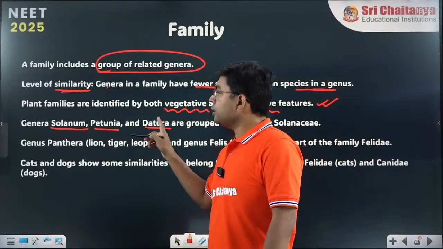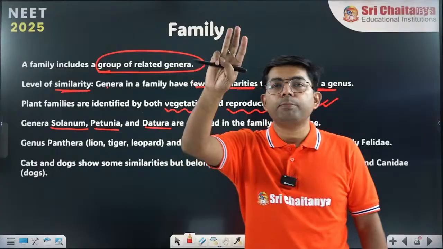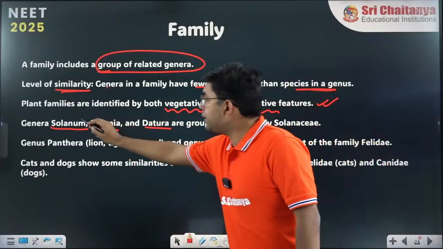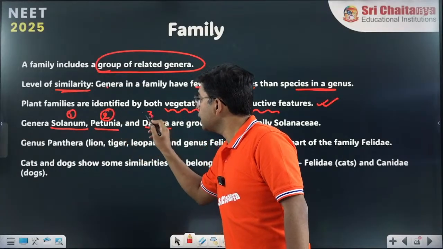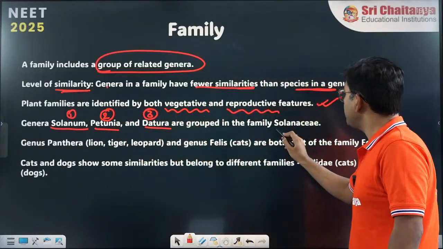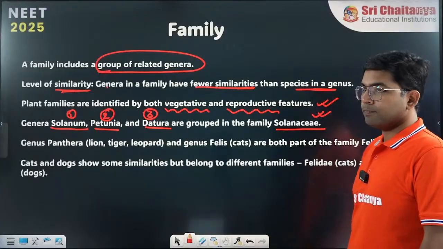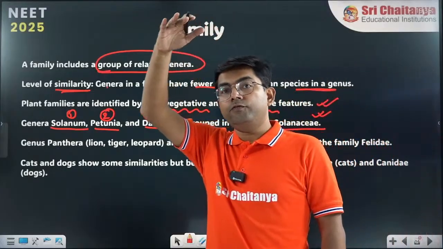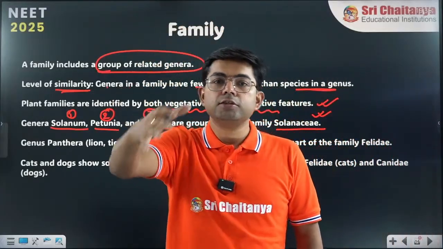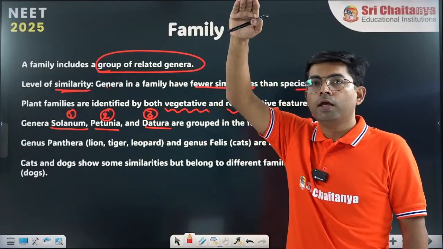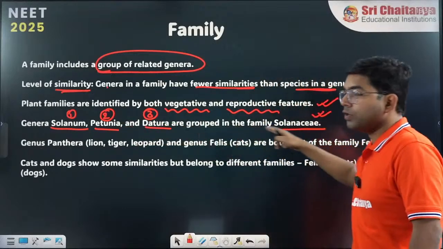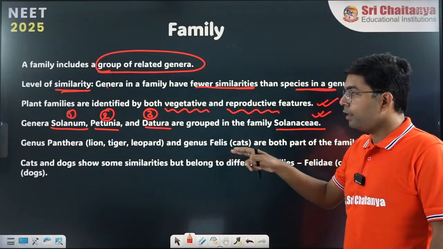Solanum, Petunia and Datura are three separate genera. All three genera come under the same family called Solanaceae. So now see, a family will have many genera, and a genus will have many species. As you go upward, the number of species will keep on increasing, right?